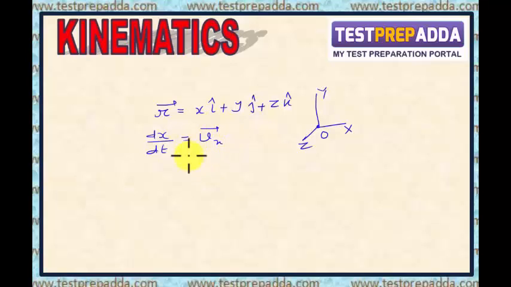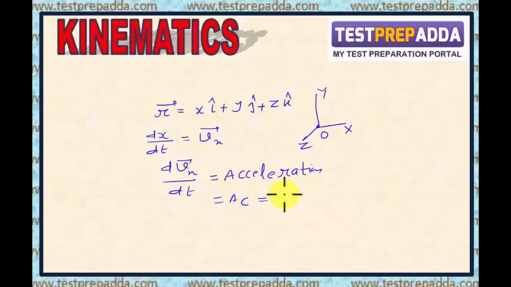And if we differentiate this, that means dvx by dt, this represents what? Acceleration. Acceleration in the x direction. And since velocity is dx by dt, then if we write here, it becomes d square x by dt square. Got the idea? So we can write directly this acceleration in terms of x.